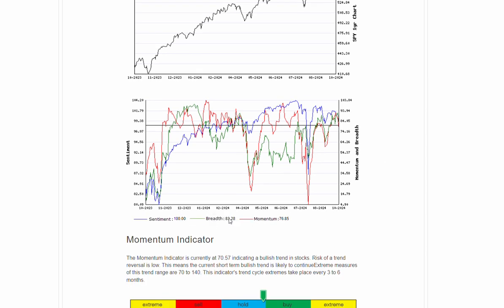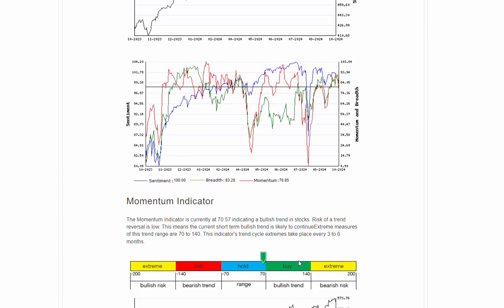Breadth is the amount of participation in the uptrend. What percentage of stocks are involved in this uptrend? Is it a larger percentage? Is it a smaller percentage? Because that can tell us the quality of the rally. Do we have a lot of stocks in the uptrend? That's going to tell us that the quality of the rally is really good. As that starts to decline, and there's only a small number of stocks that are pushing the market higher, then we have to be a little bit more concerned about the quality of the rally.